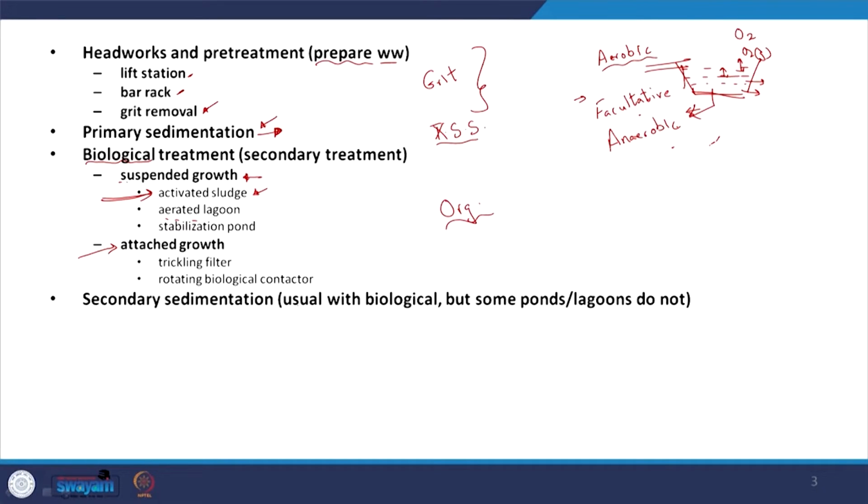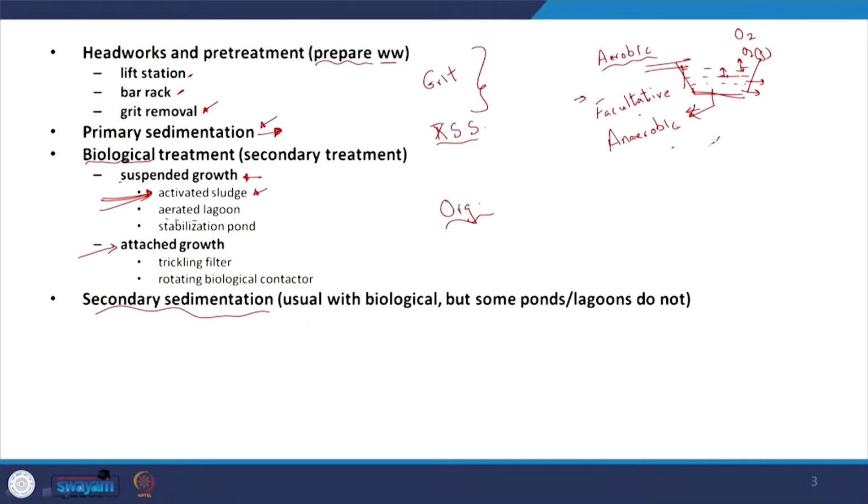And then after your activated sludge process, depending upon the kind of process that you use, for example if it's activated sludge, you will need a secondary sedimentation tank, because the microbes that are formed form flocs and they are going to settle down. We will have a video and look at that soon. As mentioned here, this is usual with biological treatment, but some ponds and lagoons do not have secondary sedimentation.